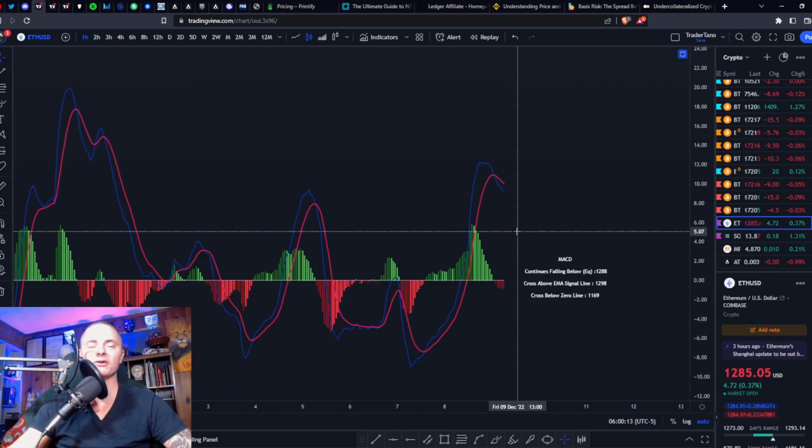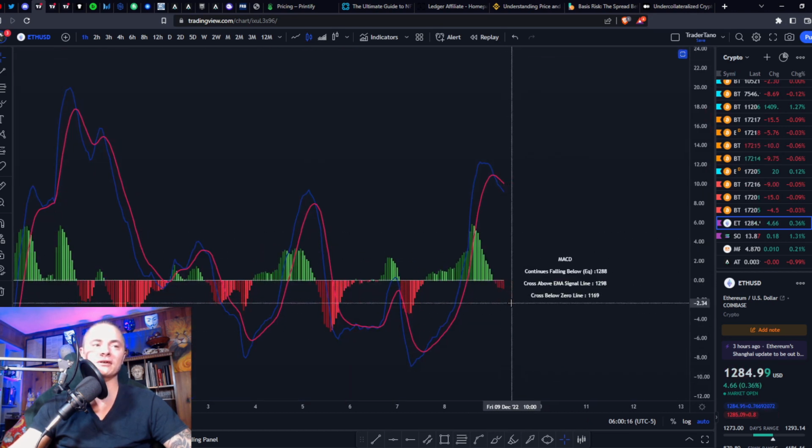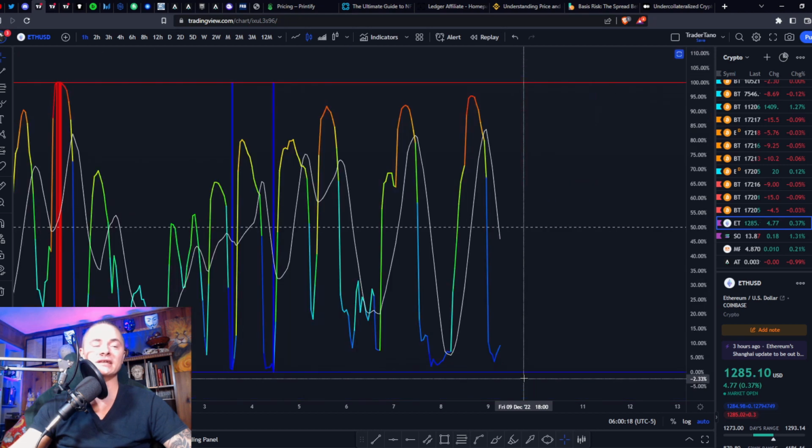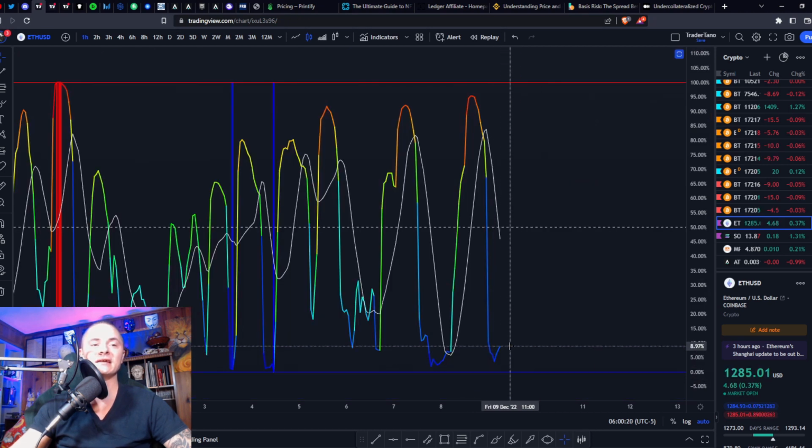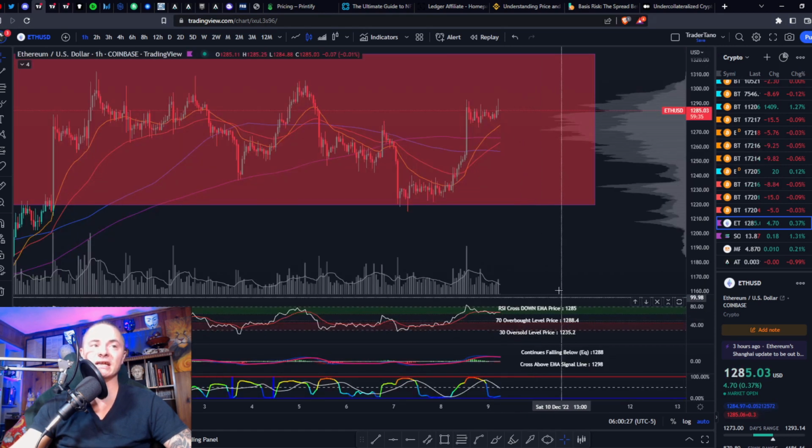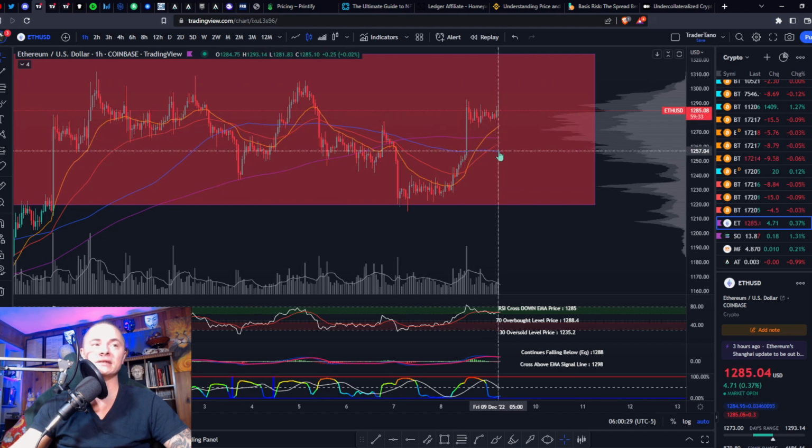MACD: fresh cross to the downside. Negative momentum starting to print on that histogram. Look at this. BBWP is heading up to that 10 percentile. As soon as it crosses it, that's when the move is going to happen. It's probably to the downside.